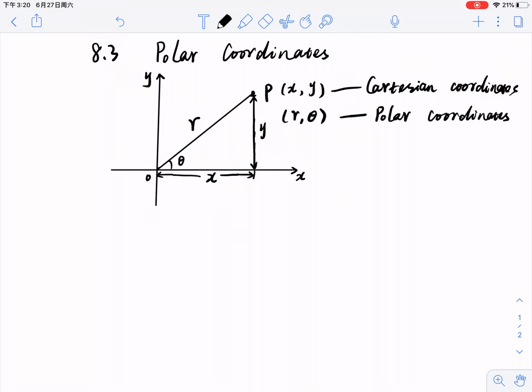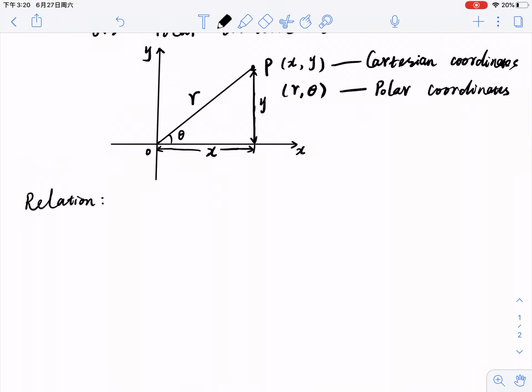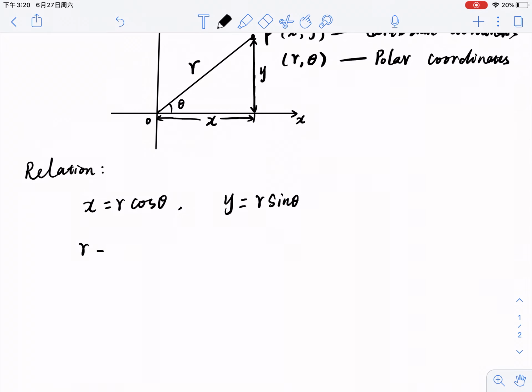Next, we look at the relation between Cartesian and polar coordinates. From this right triangle, we see that x is equal to r cosine theta, y is equal to r sine theta. So r is equal to square root x squared plus y squared, and tangent theta is equal to y over x when x is not 0.